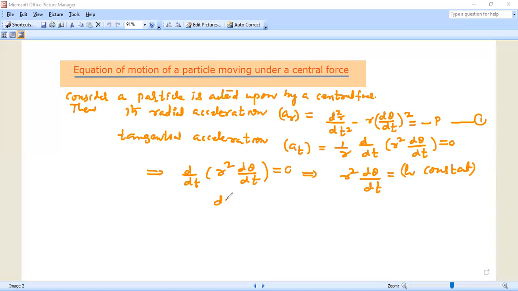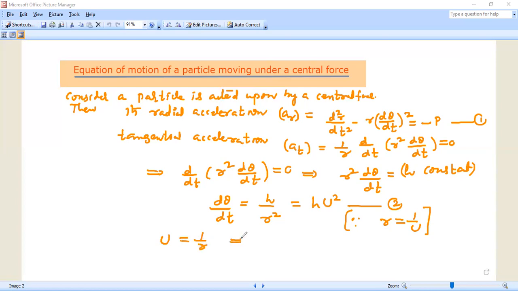So from this, d theta by dt is equal to h by r square, that equals h u square, equation 2, since r is equal to 1 by u, that is, u is equal to 1 by r. From this, differentiating with respect to time, du by dt is equal to minus 1 by r square dr by dt. From this, you write dr by dt as the subject, equal to minus r square du by dt.